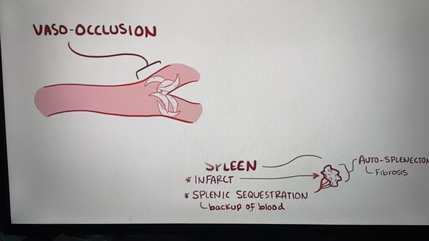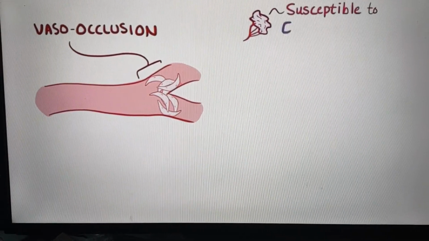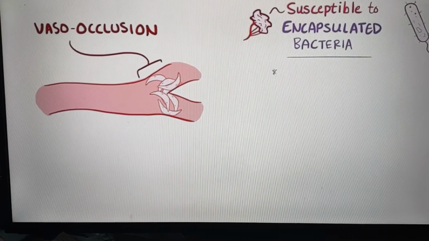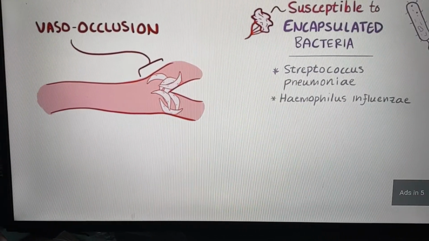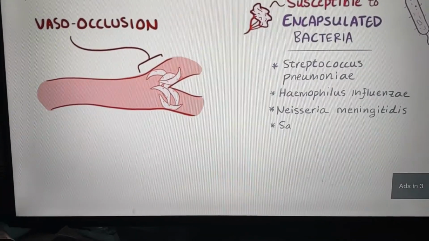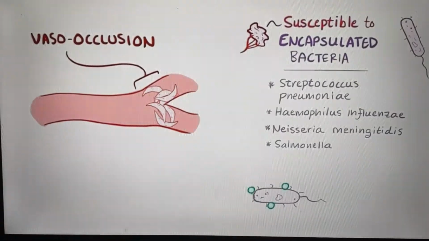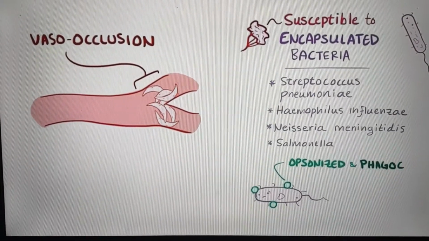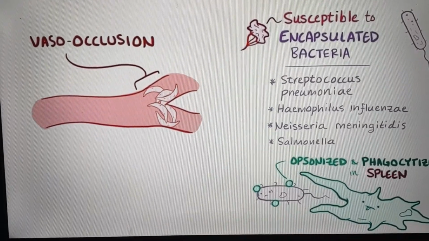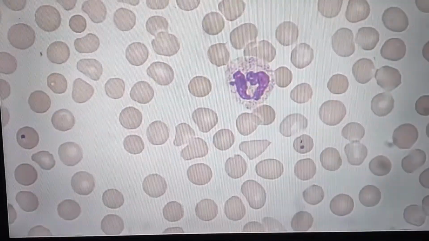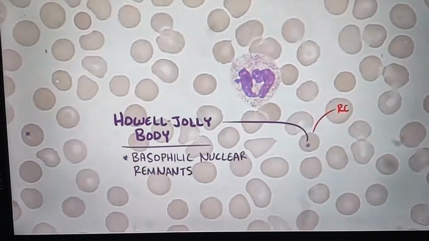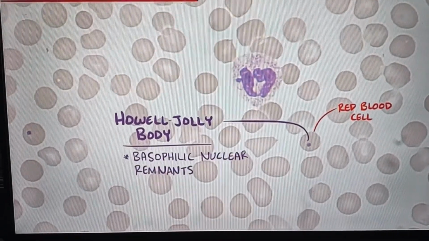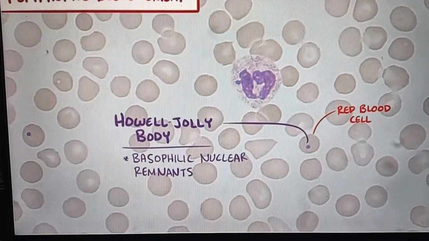Having an absent or non-functional spleen makes a person susceptible to encapsulated bacteria, like Streptococcus pneumoniae, Haemophilus influenzae, Neisseria meningitidis, and Salmonella species. Bacteria are normally opsonized and phagocytized by macrophages in the spleen. It also leaves a person with Howell-Jolly bodies, which are basophilic nuclear remnants in red blood cells, which can be seen on a peripheral blood smear.